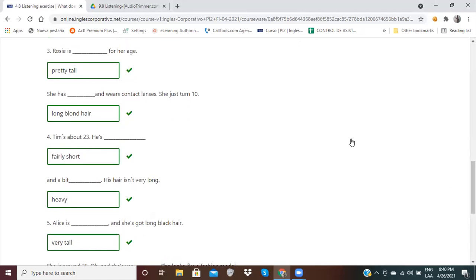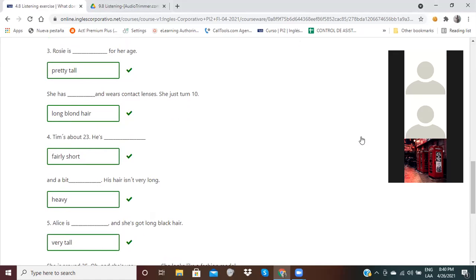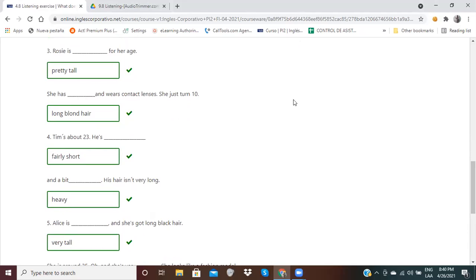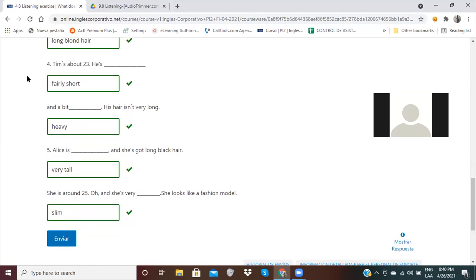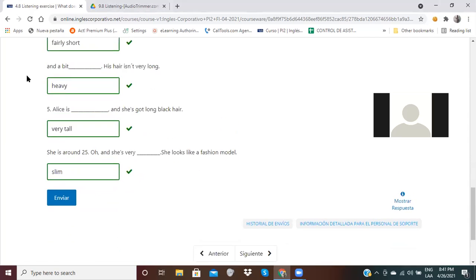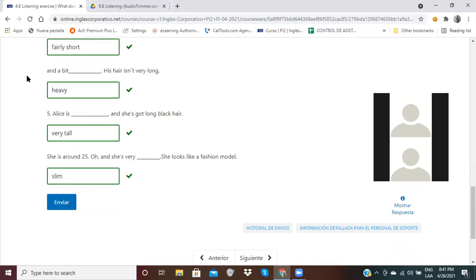Rosie is pretty tall for her age. Excellent. Diana, the next one. She has long blonde hair and wears contact lenses. Perfect. Nubia Raquel, continue. Tim's about 23. He's fairly short. Excellent. Carla Esquina, the next one. And a bit heavy. His hair isn't very long.